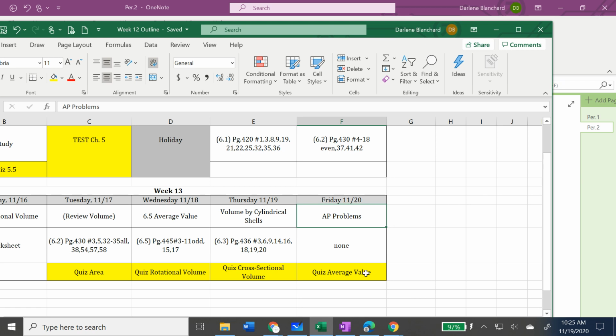We'll do a quiz on average value, and you can see there won't be a quiz on the cylindrical shells. I'm just going to not do a quiz on cylindrical shells because it is technically not on the AP exam, but I think it is good for you to learn. And you can always use it if you need to.